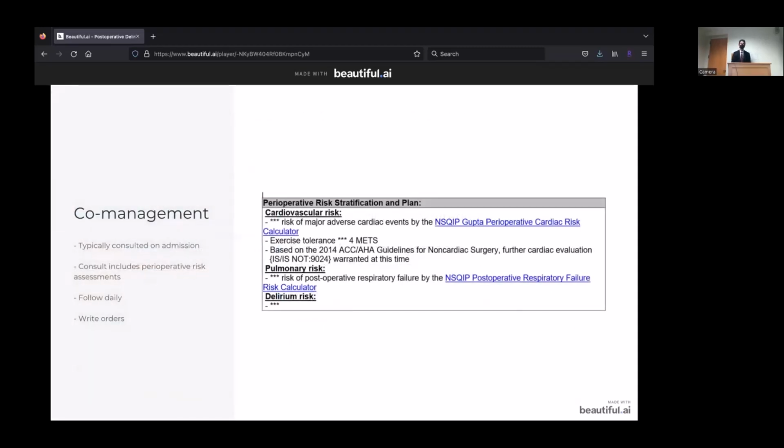Just a word about co-management. That's a model of consultation we use where we are consulted typically directly on admission to the hospital before the surgery. The consult will include a perioperative risk stratification. So we look at the cardiovascular risk, the pulmonary risk, and also the delirium risk. We follow these patients daily, and we are able to write orders and manage medical issues as sort of a co-primary team, working directly with the surgical team.